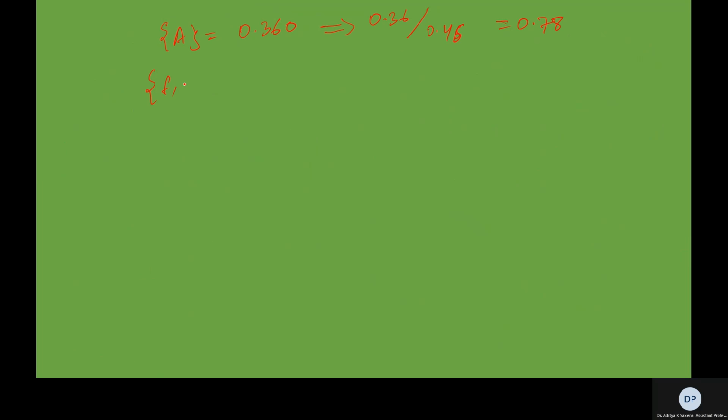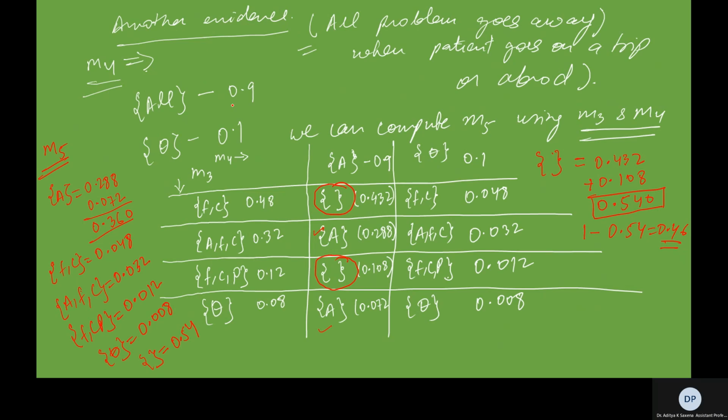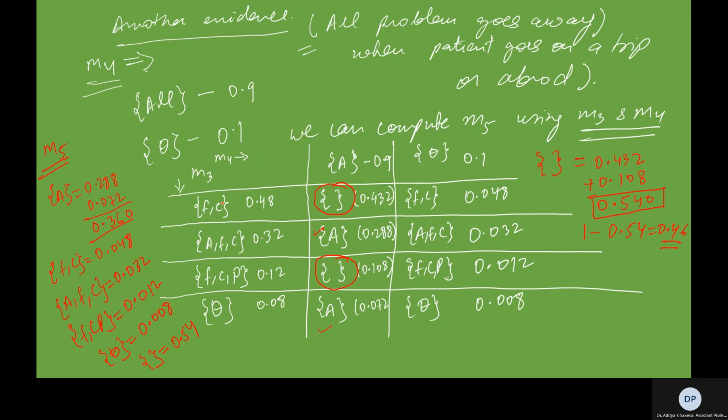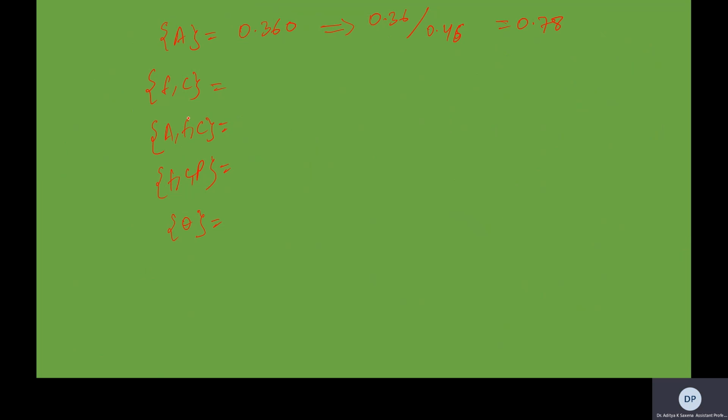For FC, for AFC, for FCP, for theta also. Okay. Now this is called normalization. Fine. We will not consider singletons because we know that the evidence will lie here only.